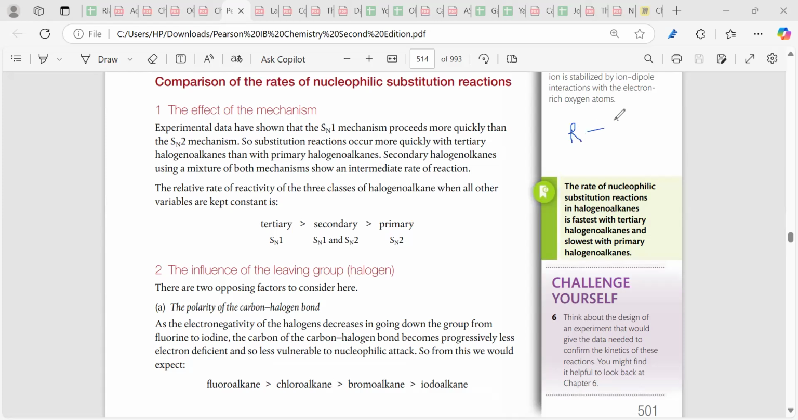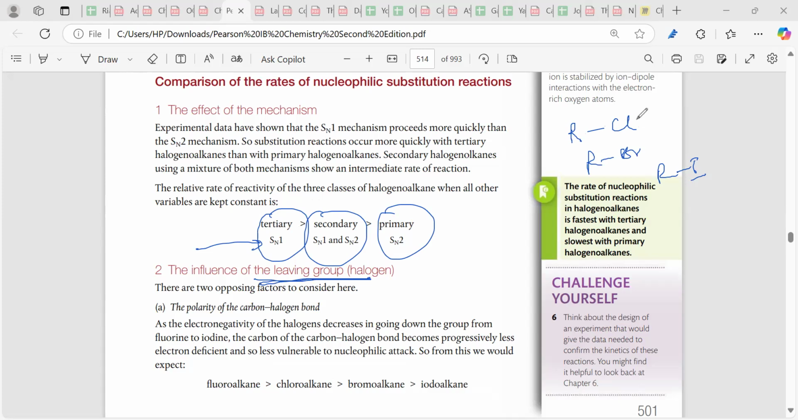If you take a chlorine, a bromine, or an iodine, we understood that primary, secondary, tertiary will be influencing the speed. Tertiary hydrocarbons will be the fastest. Now, can the leaving group also influence? Yes. If you have got C-Cl, C-Br, C-I, which will be the faster?